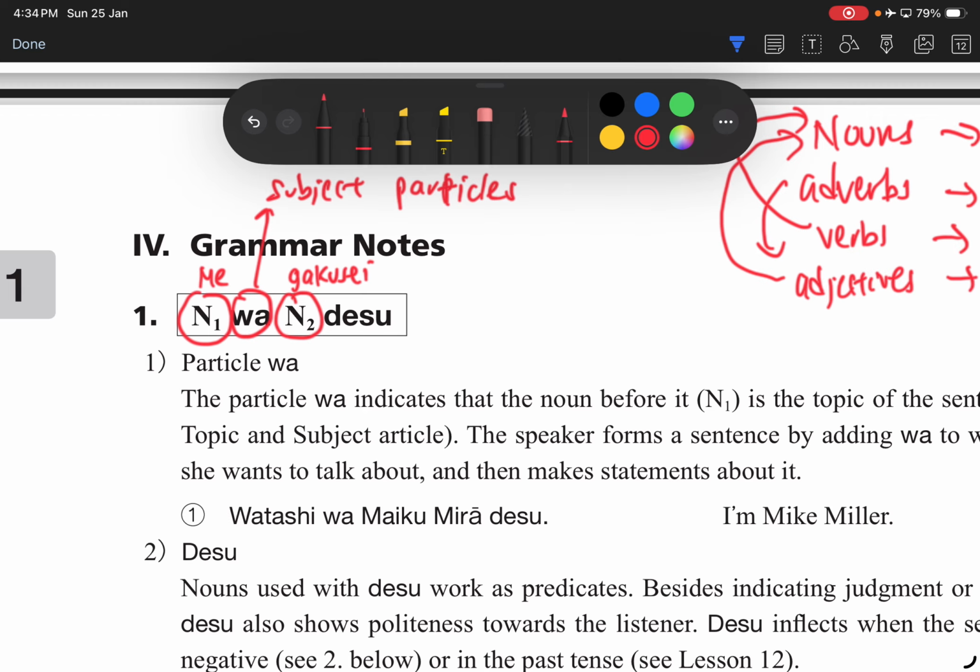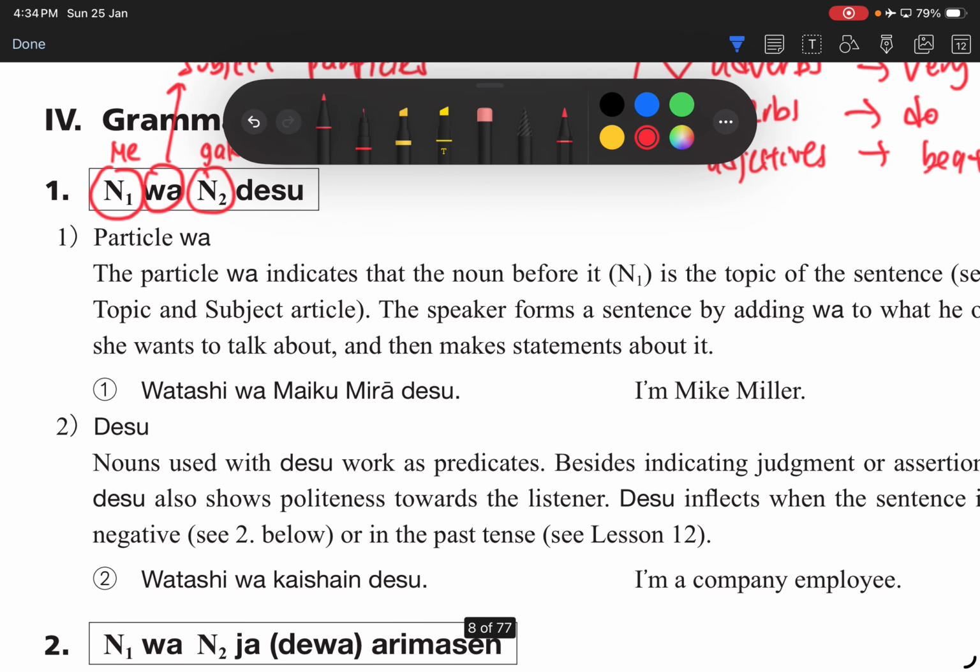But of course, in English, we say "I am a student." There is an "a", right? This is a counter. But in Japanese, we don't need to include the counter. We don't need to talk about this counter. So: I am student. Full stop. Okay, next, example number 1.